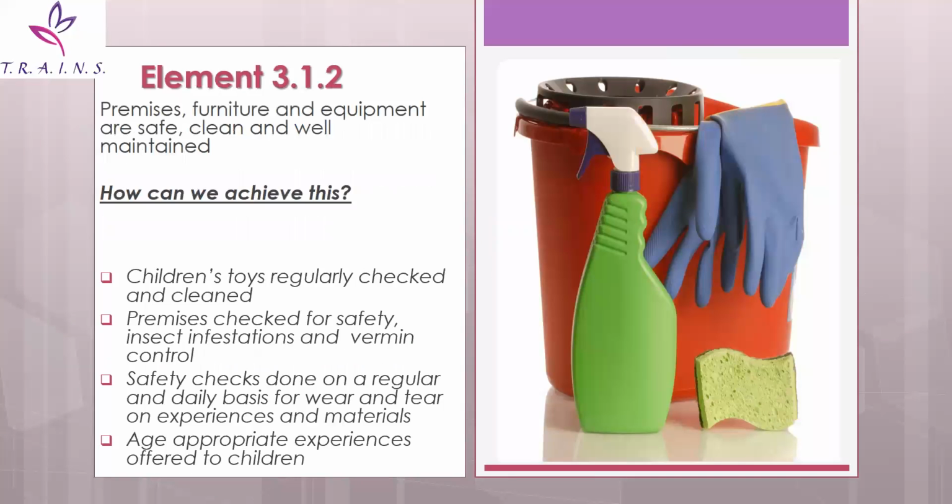Okay, element 3.1.2. That the premises, furniture and equipment are safe, clean and well maintained. Yes, most definitely. How can we achieve that? So we need to make sure that children's toys are regularly checked and cleaned, that the premises is checked for safety, especially insect infestations and vermin control.